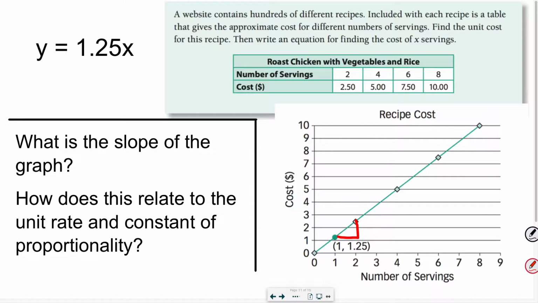So we can say in this scenario, and we understand you need more work with slope, which we'll get to, that the slope is $1.25 for every one serving. So our slope is 1.25. How does that relate to the unit rate and the constant of proportionality?